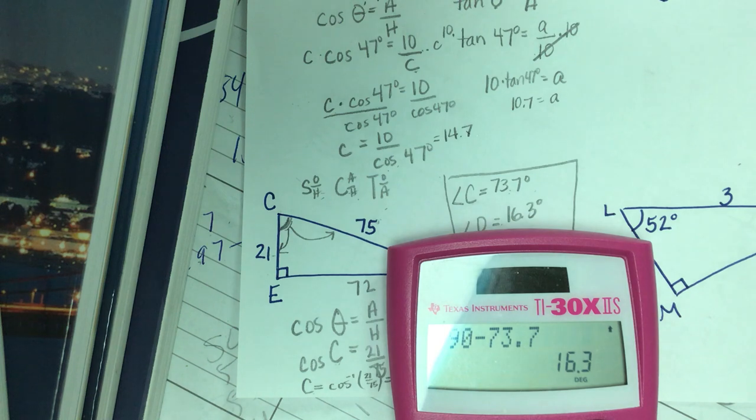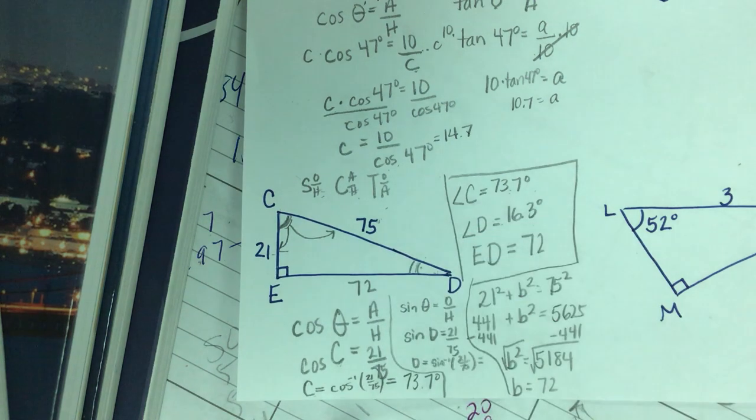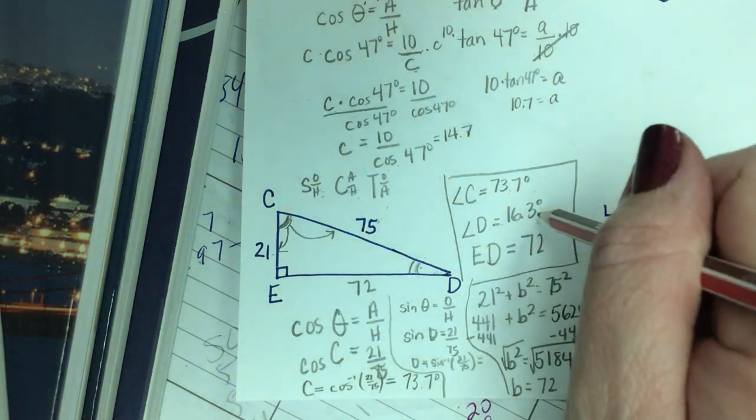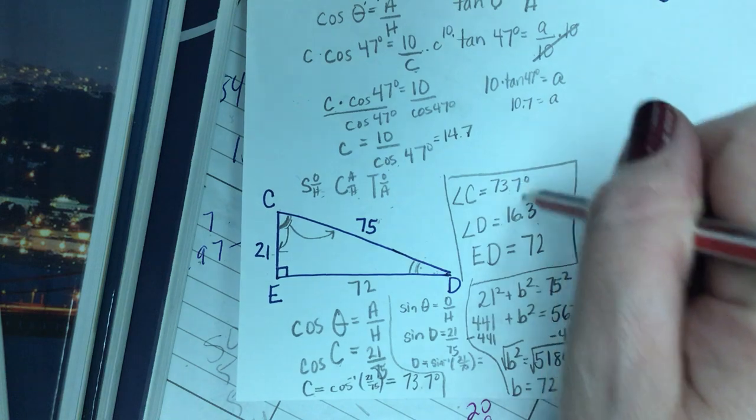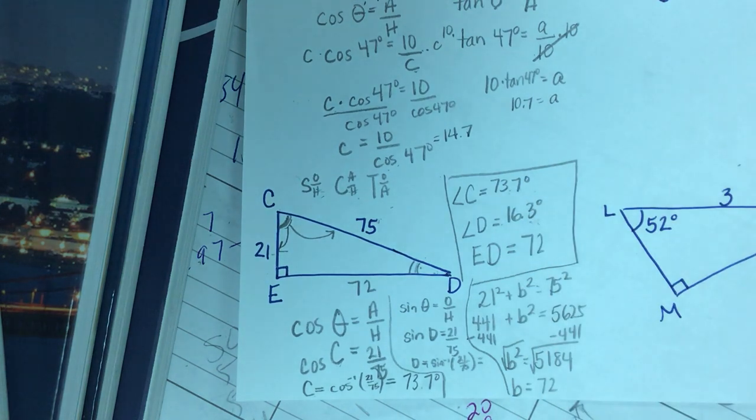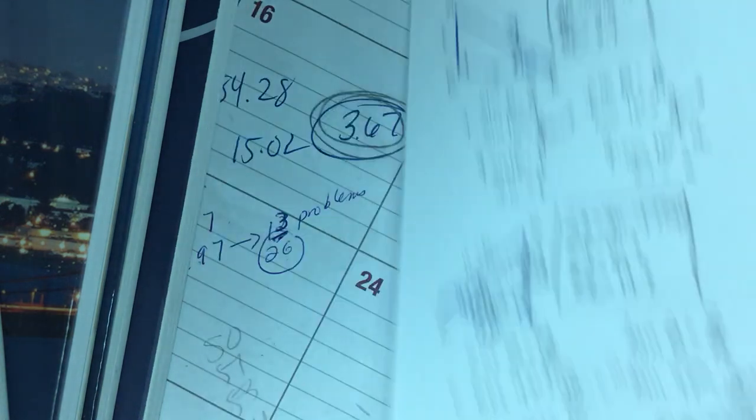So, most of the time you will get exactly what I get, because it didn't affect the rounded answer. I just like to use exact numbers, so I do both trig ratios. If you want to do 90 minus angle C, perfectly fine. You would get the same answer.